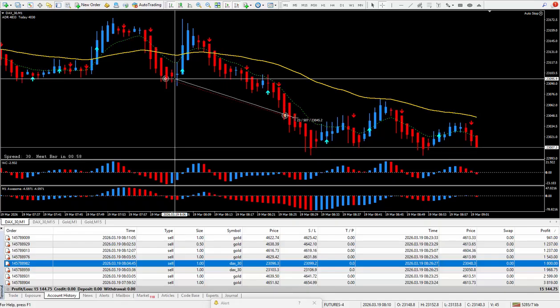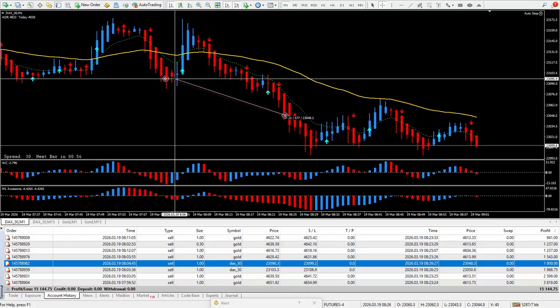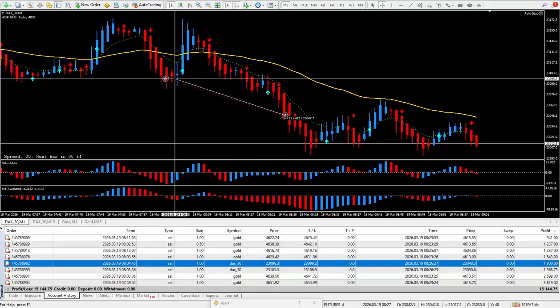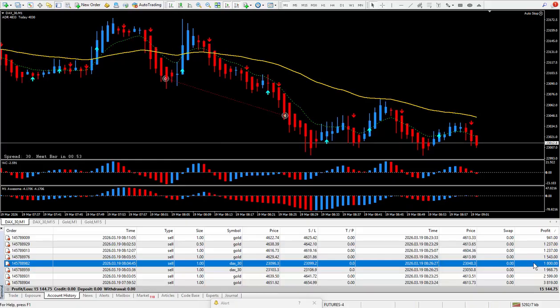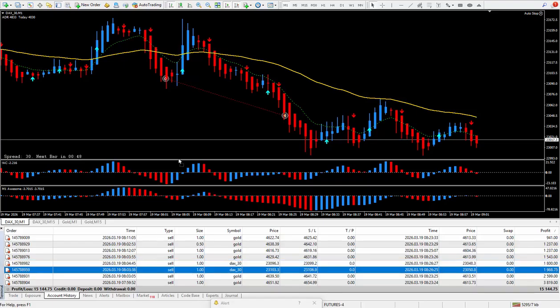Got in here, got out here, looking for 480. That's as close as I'm going to be able to show. And that ended up paying $1,800. And the other one was 1 minute before. It should be this candle here.